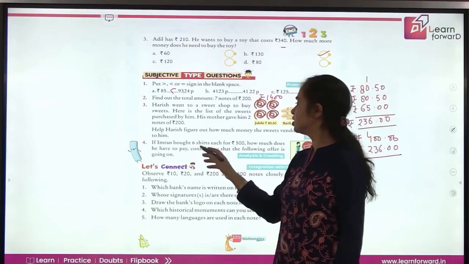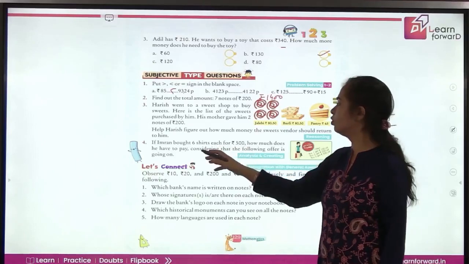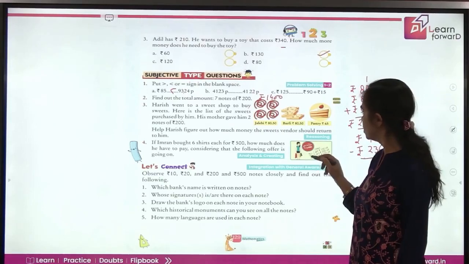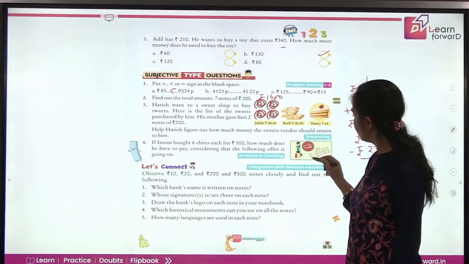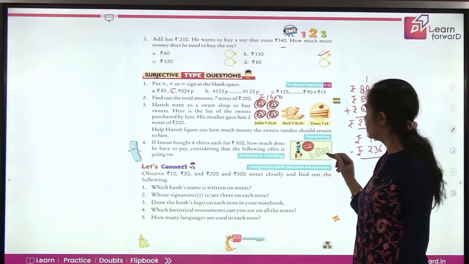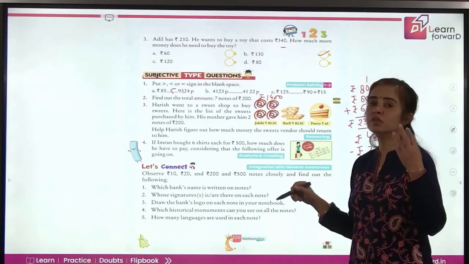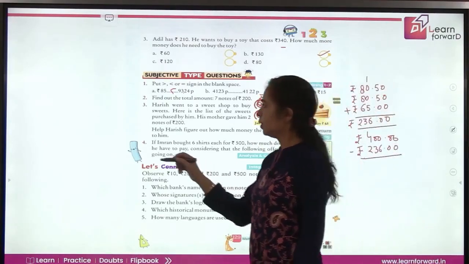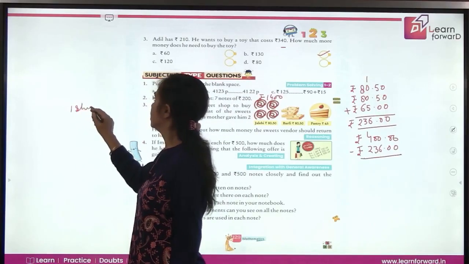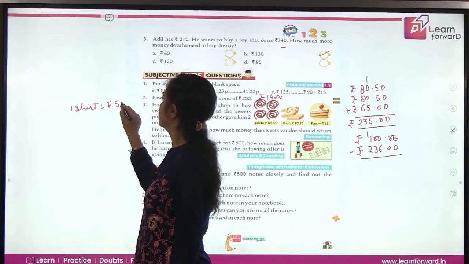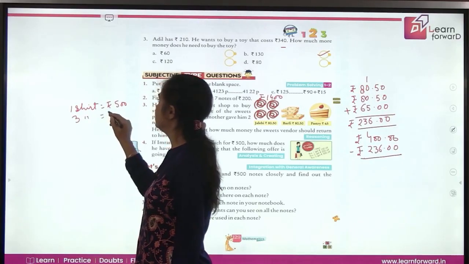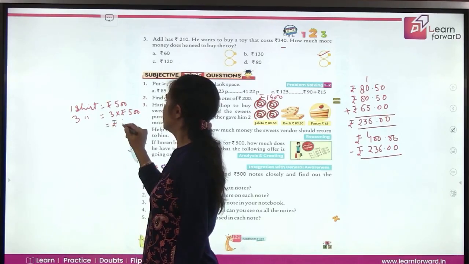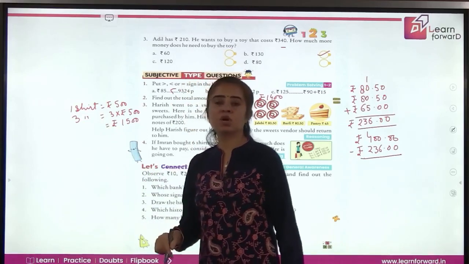Next, if Imran bought 6 shirts for rupees 500 each, how much does he have to pay considering that the following offer is going on? He buys 6 shirts. So buy 1, get 100 off, buy 2, get 200 off, buy 3, get 300 off. That means for 3 shirts, he gets 300 off. So for 3 shirts, 500 for 1 shirt, he gives 3 into 500, which is equal to rupees 1500. And on buying 3 shirts, how much discount is he getting?